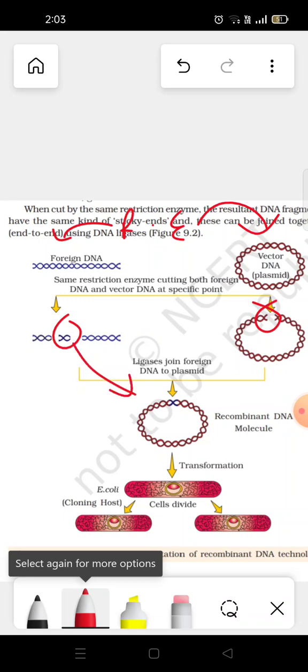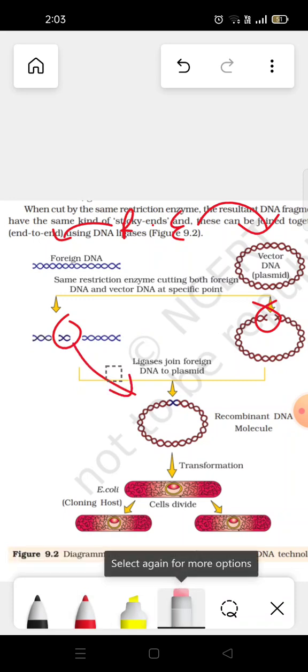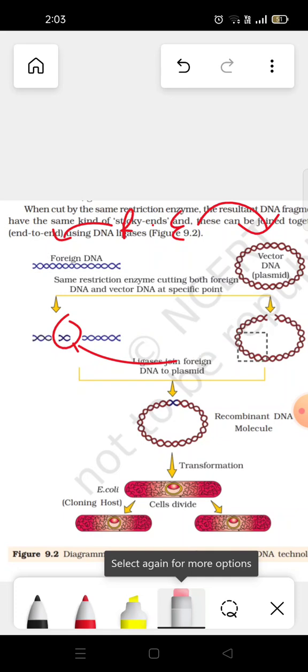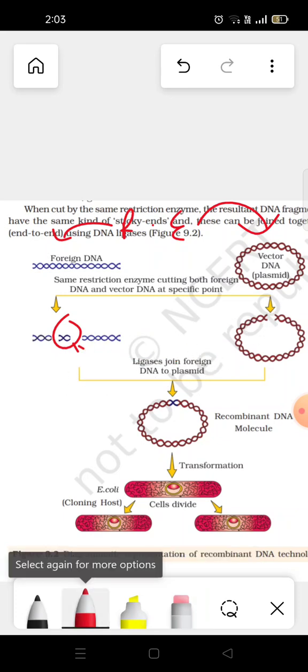So what will we do next? We will attach this into this. Let me make it more clear. We will attach this here with the help of ligase enzyme. Okay.